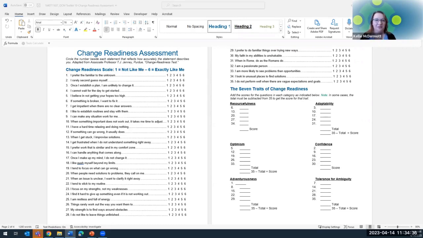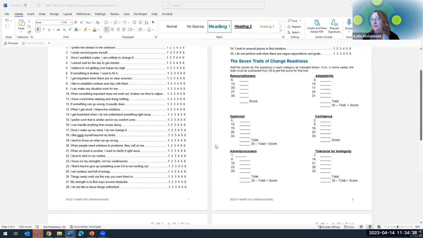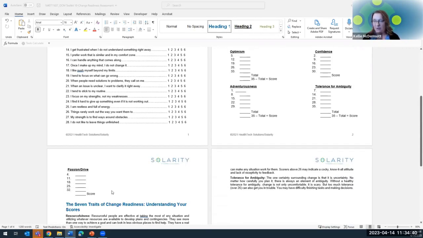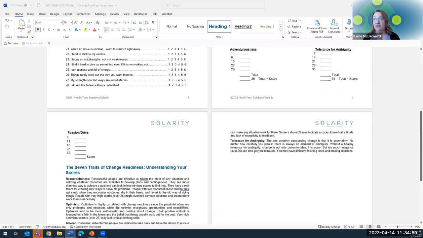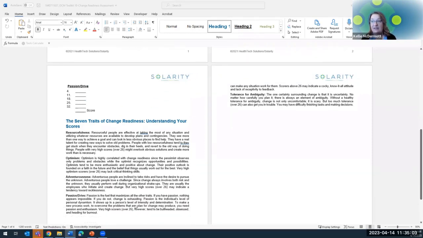No problem. Awesome. Okay, so let's go over this. So there's another one. I hope y'all saw that one there on your sheet. But this is the really important part of this assessment, is learning what those traits mean. So it's not necessarily what you scored the highest in, like with a personality assessment. It's where you scored in each of these areas, in each of these 7 traits of change readiness.